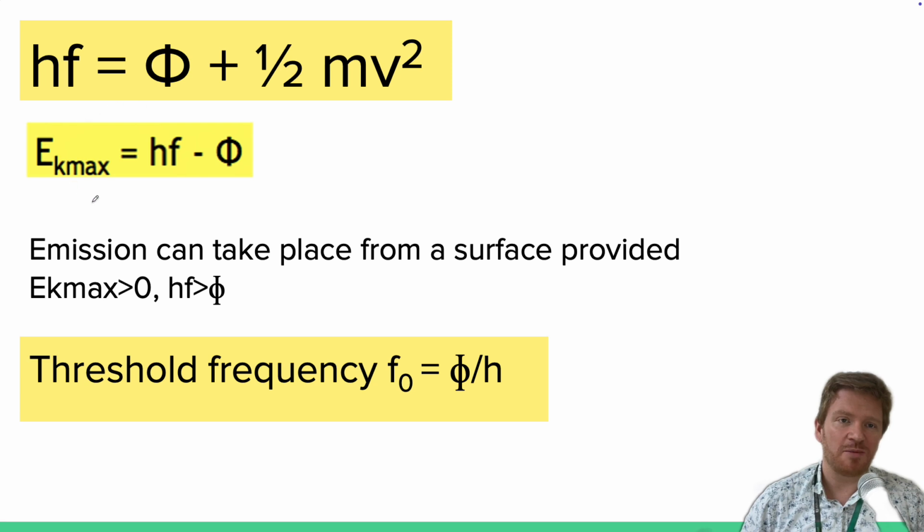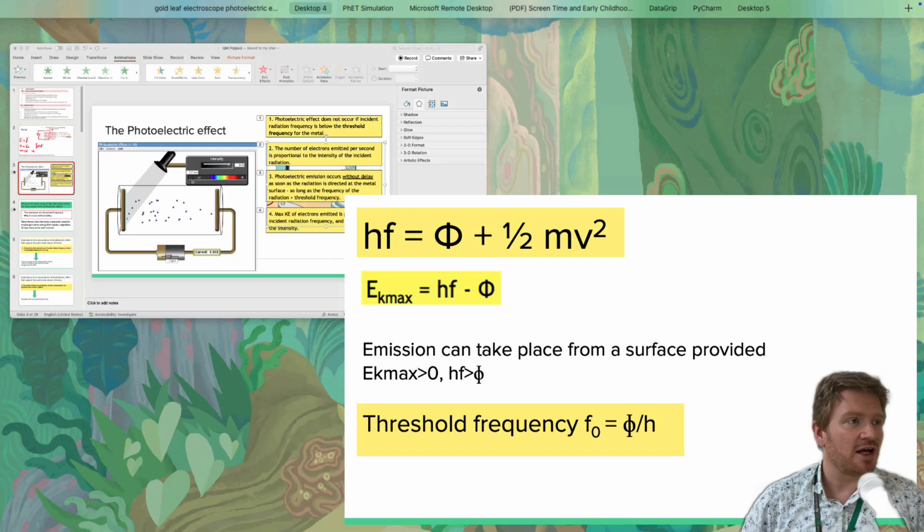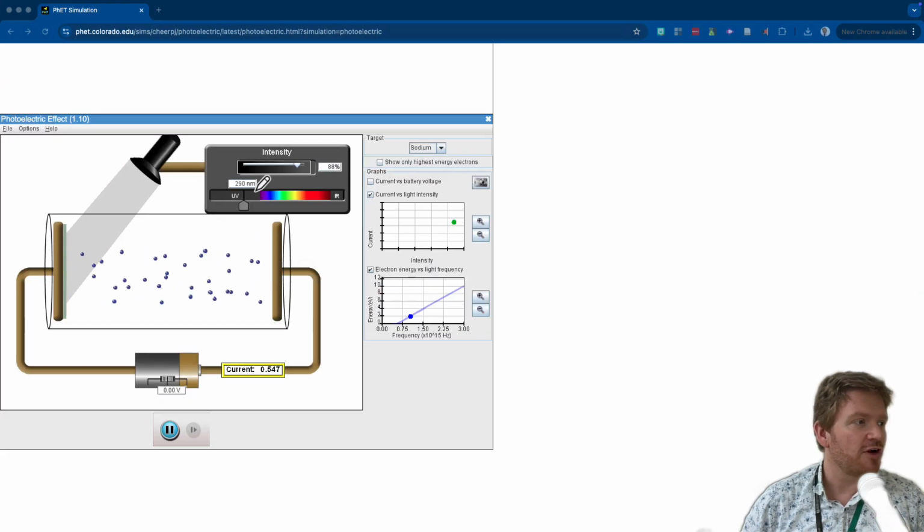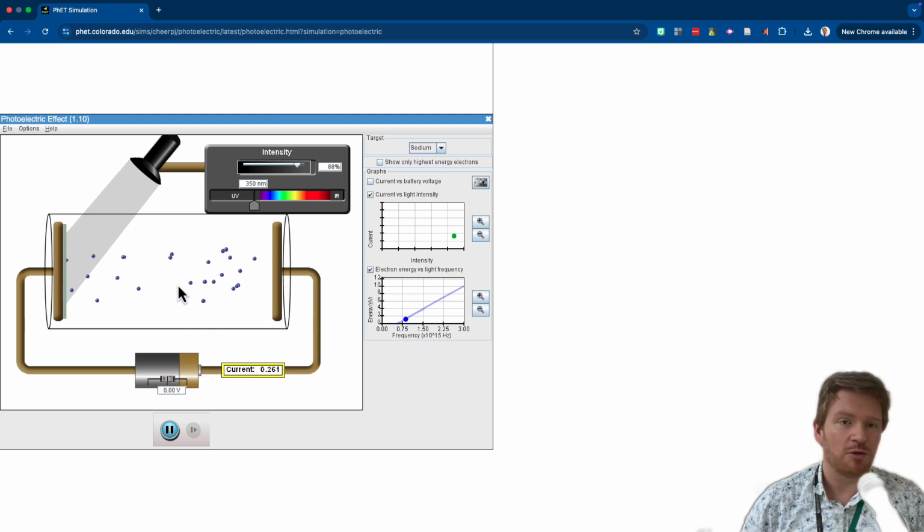What's the maximum kinetic energy of a particle? The maximum kinetic energy it can have will be hf minus phi. We just rearrange this and make a half mv squared the subject. This is then the fastest an electron can be. If you think about our simulation, we do get a range of electrons in here. Some are fast and some are slow. You can see there's occasionally slower ones here.